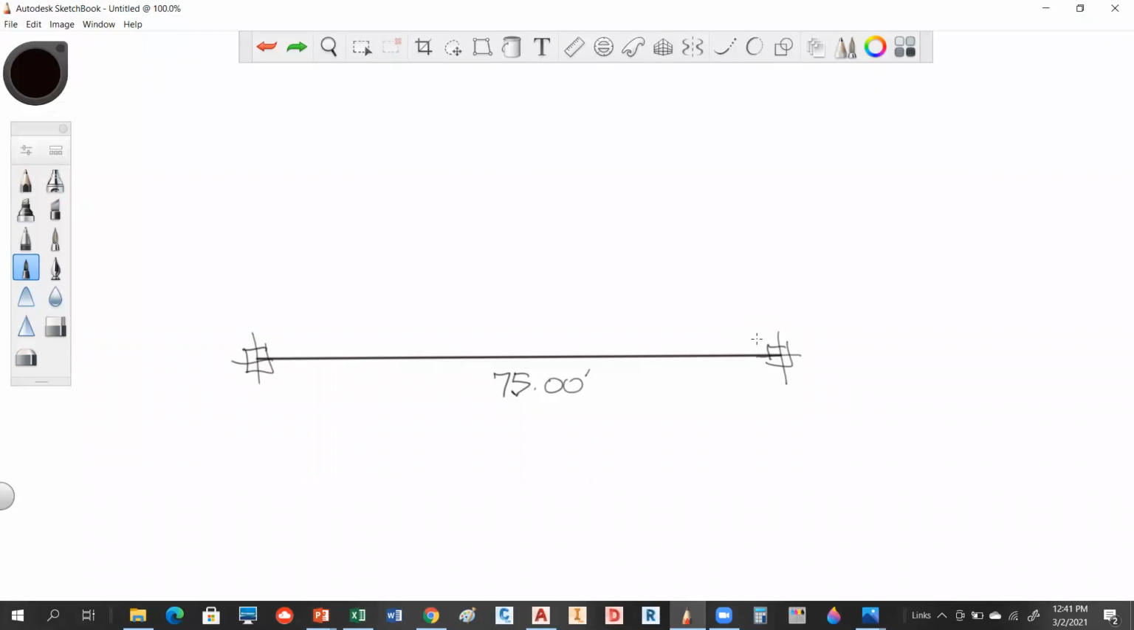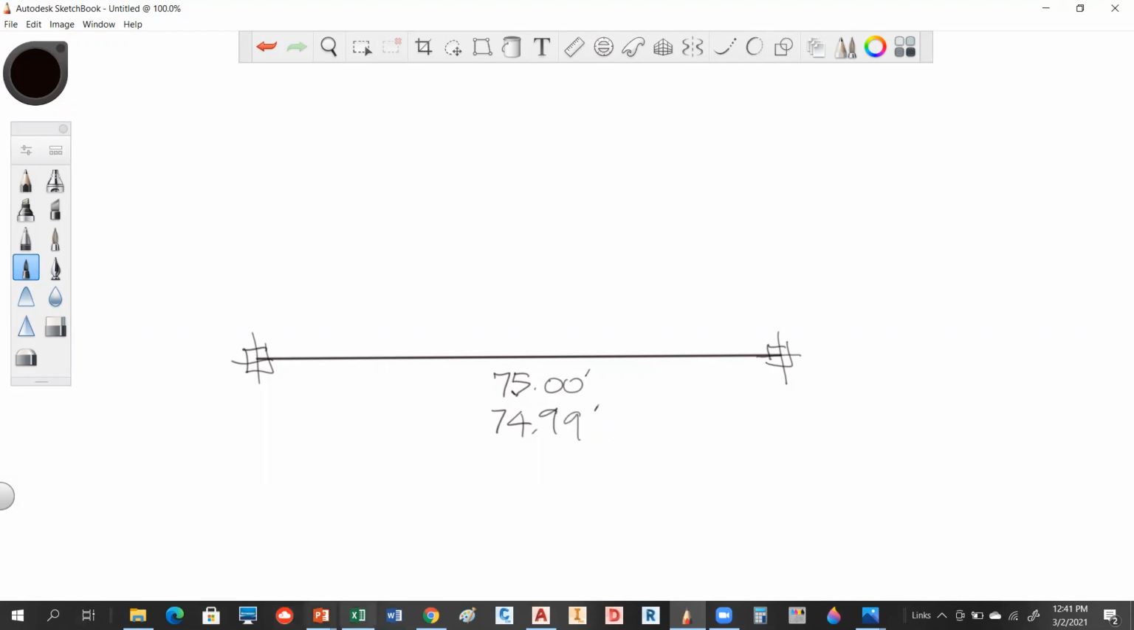Now, it may be a little bit of a colder day, and I think it is supposed to be maybe in the 40s or the 50s. So you may get exactly 75 feet. You may not get exactly 75 feet. I just want you to record whatever you get. So let's say you record 74.99. That's what you recorded with the steel tape.